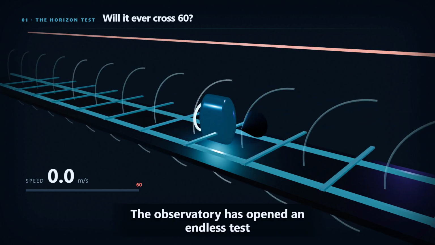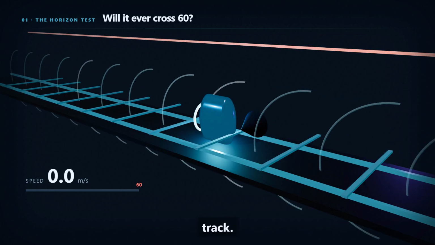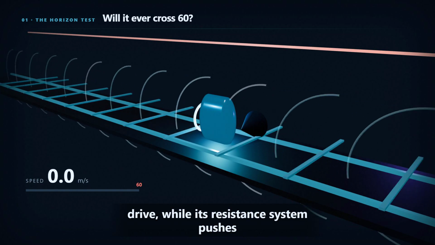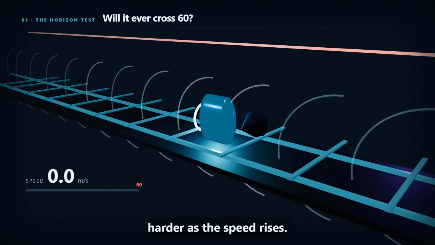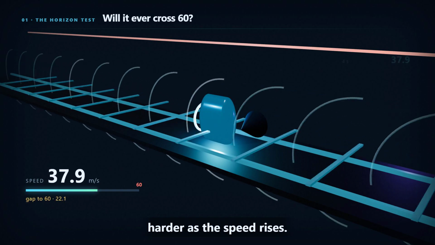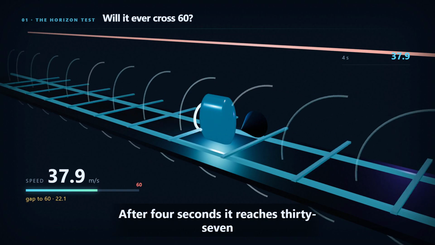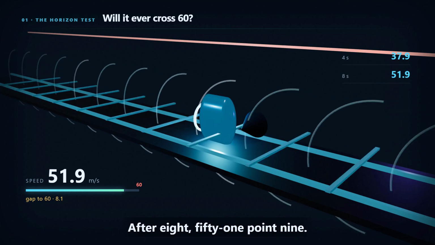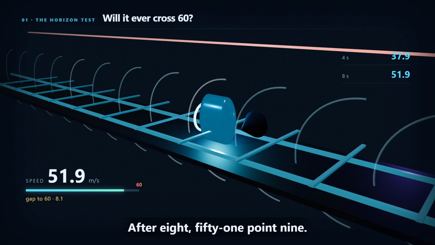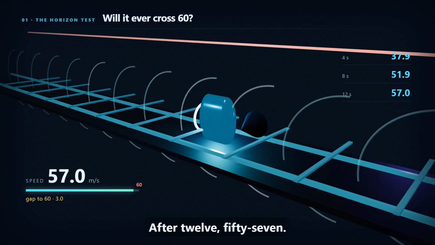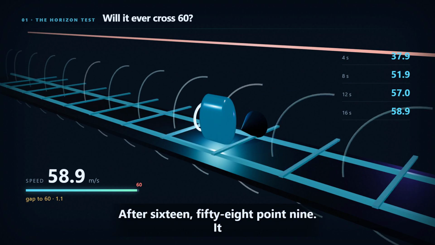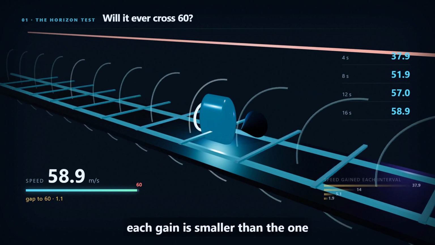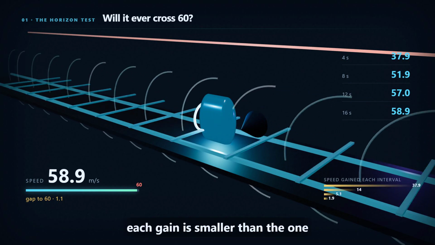The observatory has opened an endless test track. A capsule accelerates under constant drive, while its resistance system pushes harder as the speed rises. After 4 seconds, it reaches 37.9 meters per second. After 8, 51.9. After 12, 57. After 16, 58.9. It keeps speeding up, but each gain is smaller than the one before.